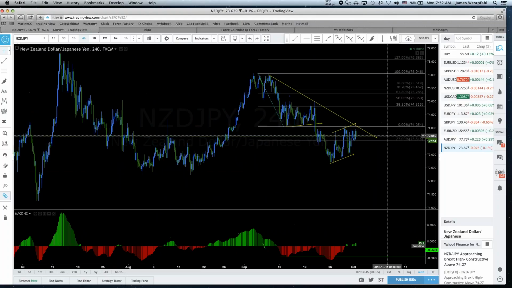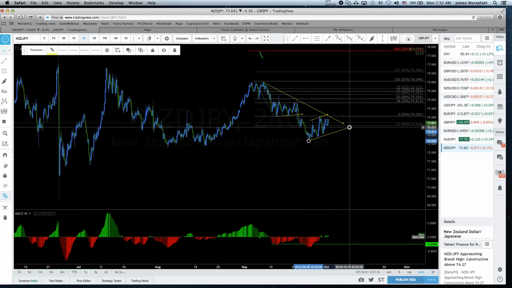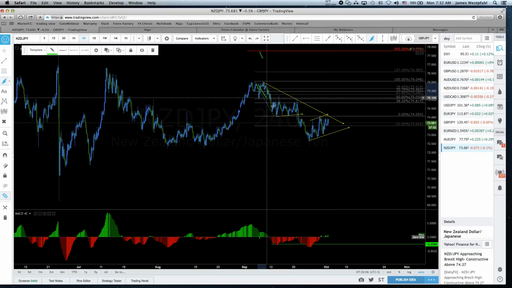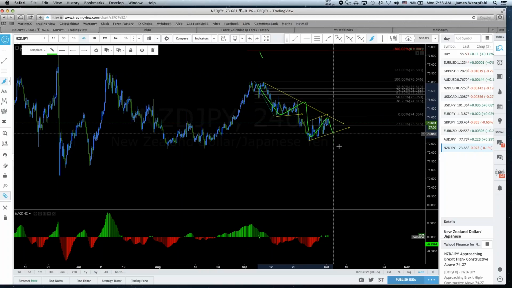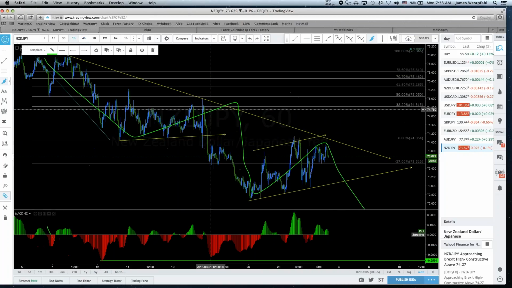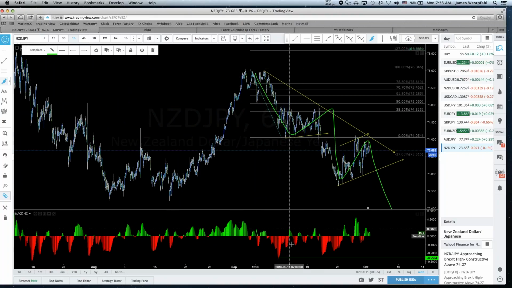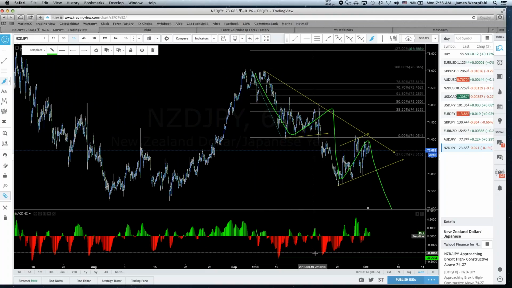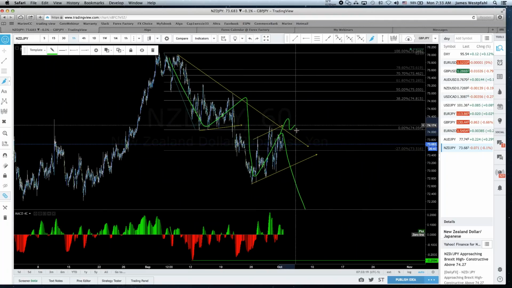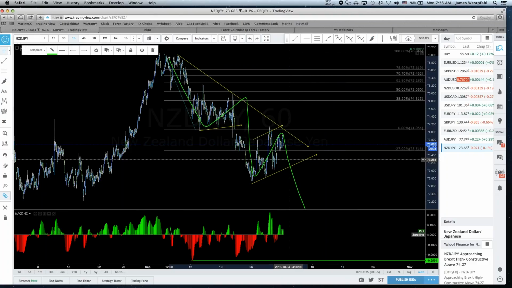NZD yen's looking like another short brewing. If this one were to break short, it could be a good short. You need to have some type of 1, 2, 3, 4, 5 wave movement. But we do have divergence. You can see this low is lower than this one. So also keep an eye if it breaks it and consolidates, we could go back long. But it's looking like a nice sell setup right now.